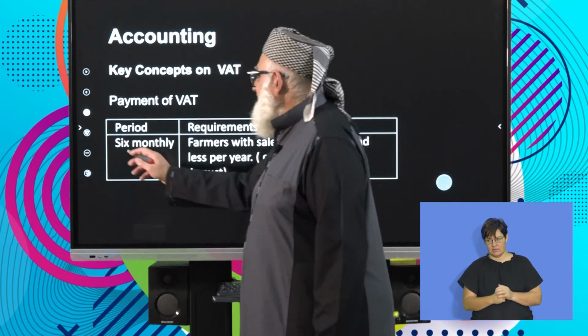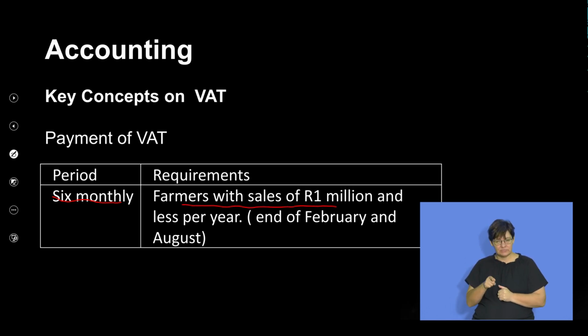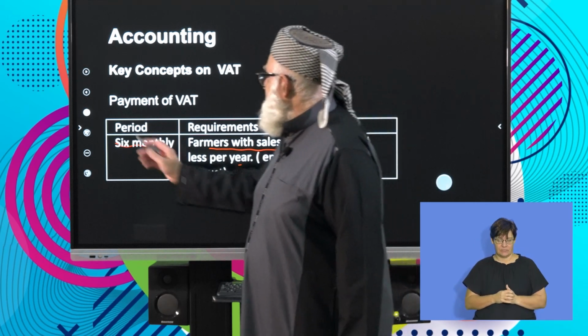Then you get a 6-monthly return, right? And these are farmers with sales of 1 million and less per year, and they normally do it at the end of February and end of August, right? They do a 6-monthly return depending on the needs of that particular sector of the economy. In this case, we're looking at farmers.